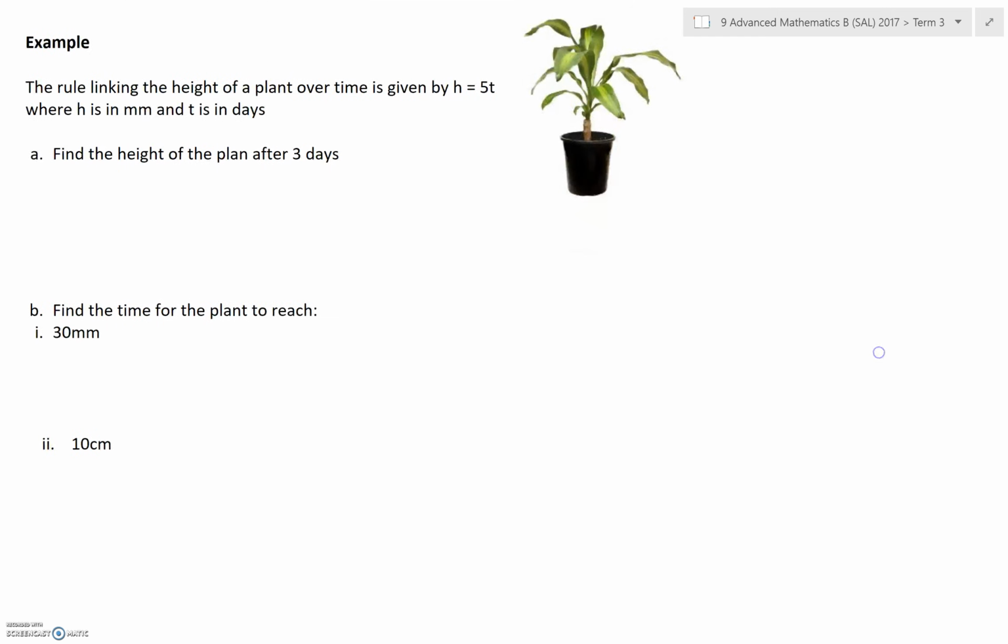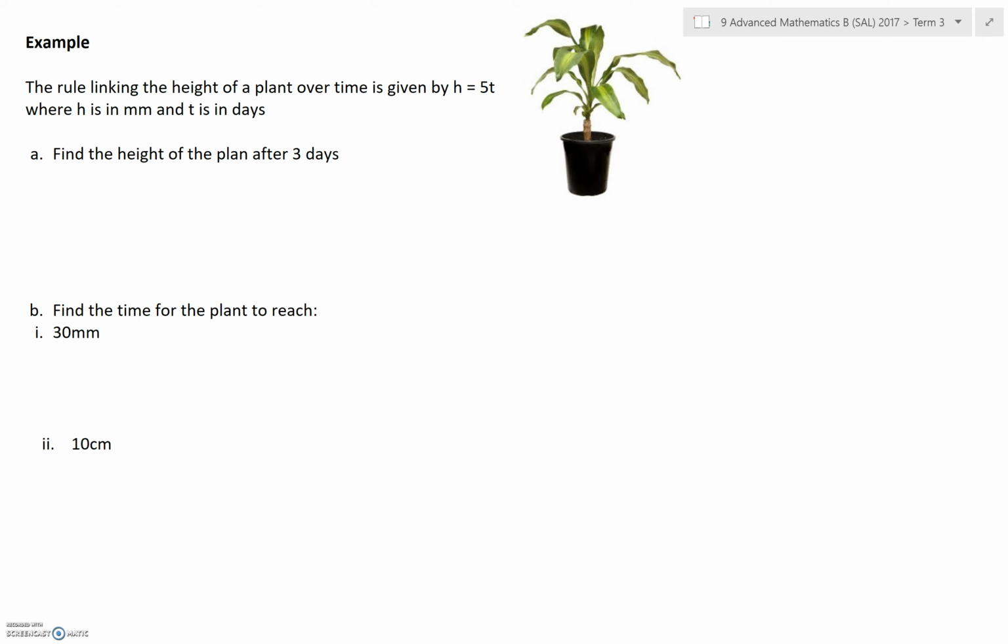Okay, so the rule linking the height of a plant over time is given by h equals 5t, where h is in millimeters and t is in days. So part A, find the height of the plant after 3 days. So we've been given some variables there, which is fine, so we don't need to define them, but we do need to say that we're going to make one of our variables a particular number. So in this case, we're going to say let t equal 3, because t is days and we want 3 days. So we're going to substitute that into our equation.